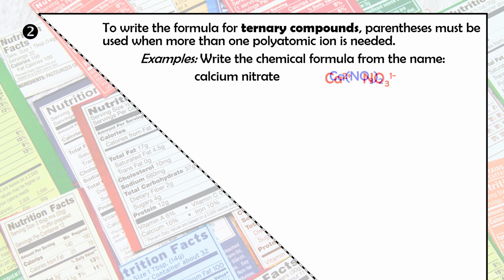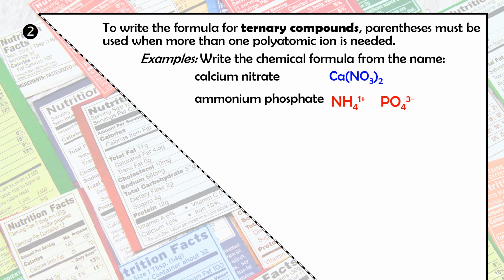So look at the way the formula is written. You'll have to put a 2 outside the parentheses. And it's kind of like the distributive property in math class. You would technically distribute the 2 to the oxygen and to the nitrogen. So it's saying that you have 2 nitrate ions for every 1 calcium.